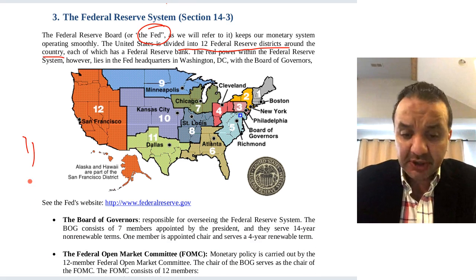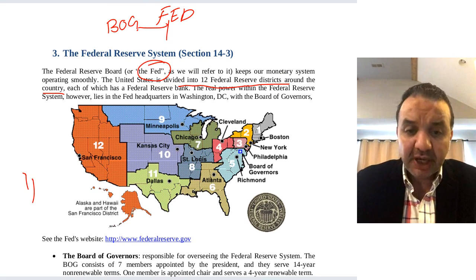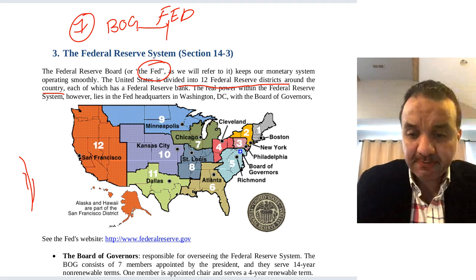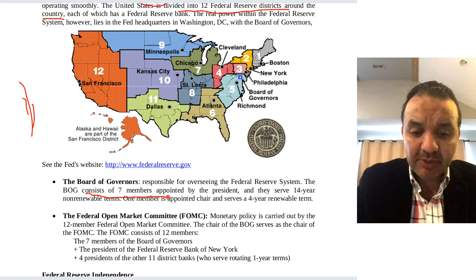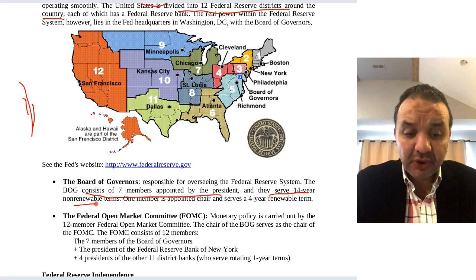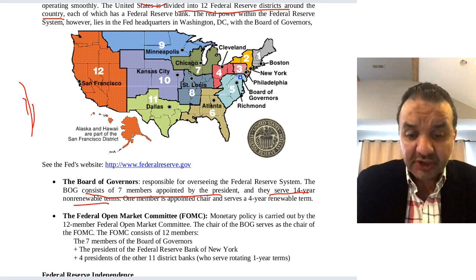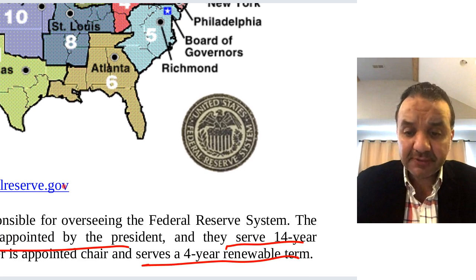The board of governors is responsible for overseeing the Federal Reserve System, and the board of governors includes 7 members. As you can see, it consists of 7 members appointed by the president, and these 7 members serve 14 years on non-renewable terms. And there's a chair for the BOG, and the chair serves a 4-year renewable term. Okay, so this is the board of governors.